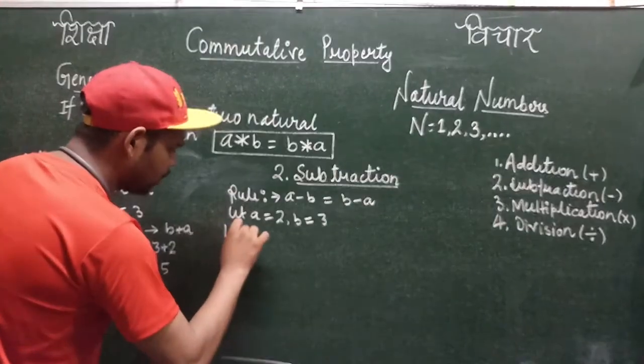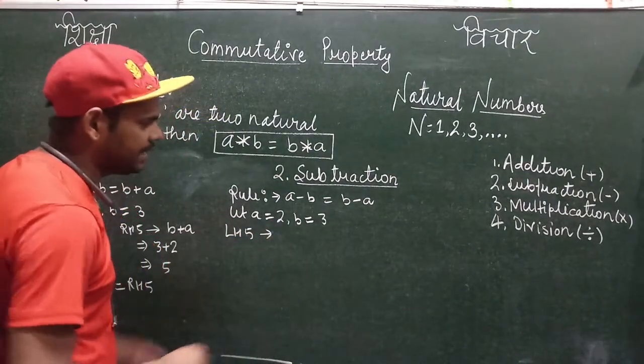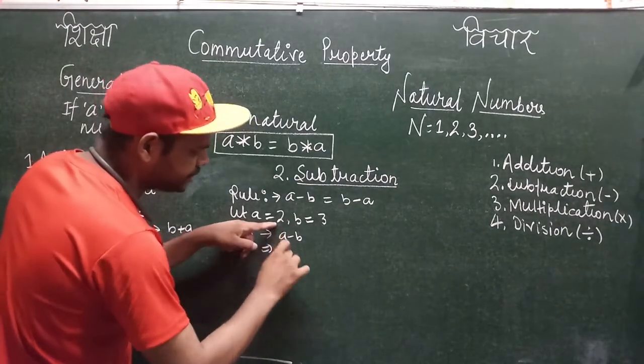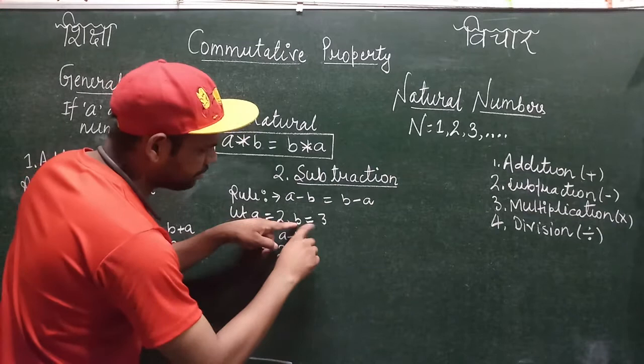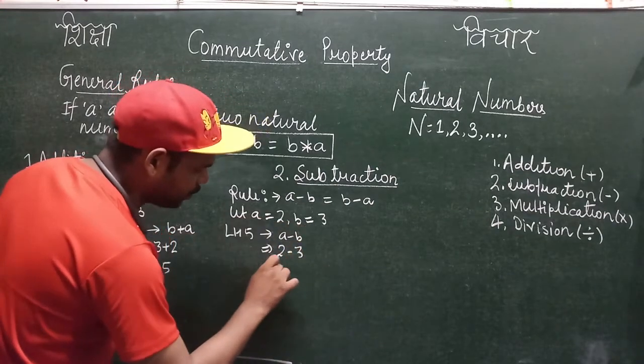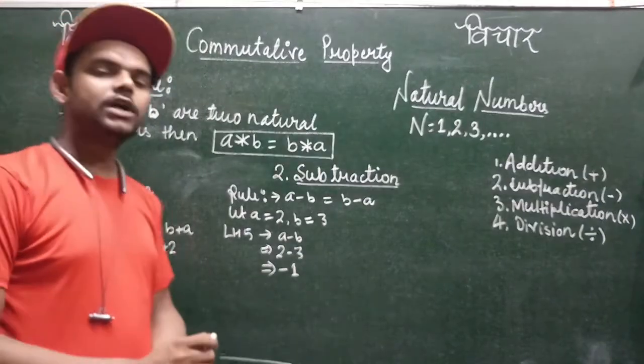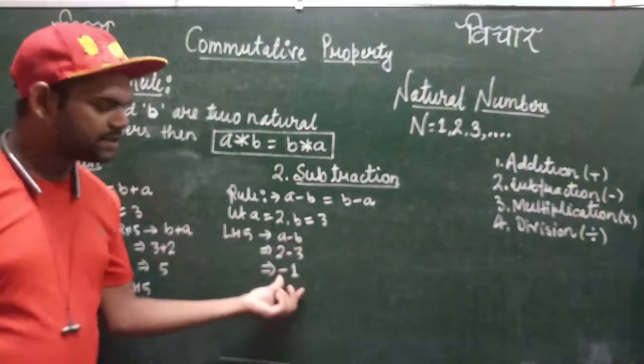Now the left hand side is A minus B. This implies A, that means 2, minus B, that is 3. Whenever we solve it, we will get minus 1. That means the value of the left hand side in this case is minus 1.